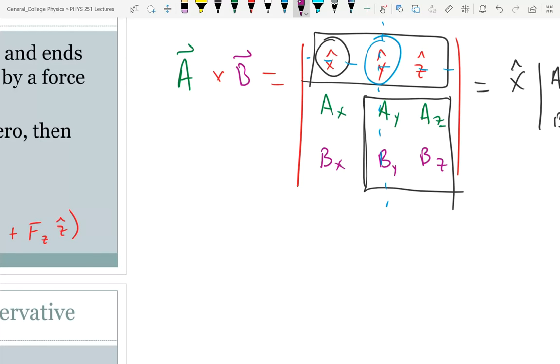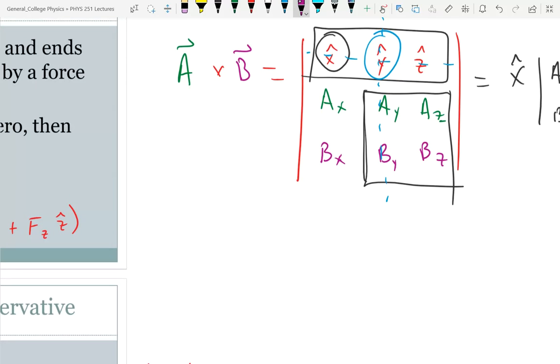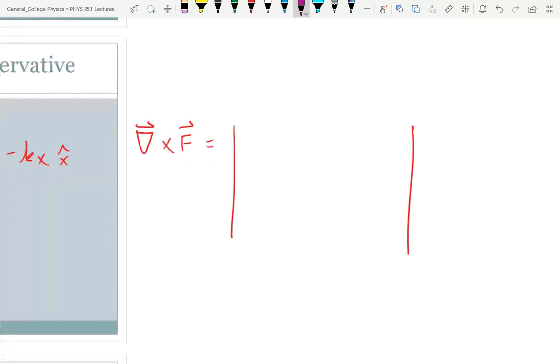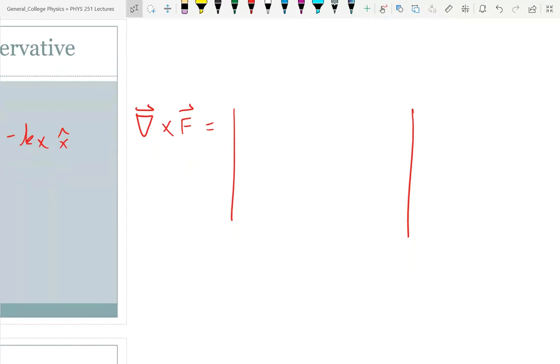What goes in the top row of the determinant? Using those two. The top row is always going to be the unit vectors. So those will always be the same, for our cross product, yes.